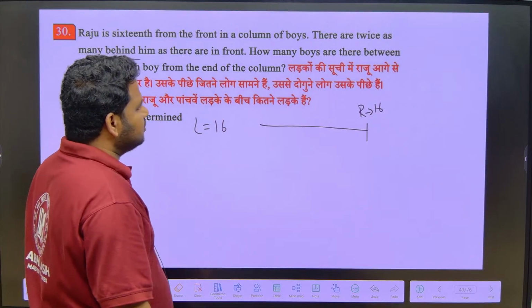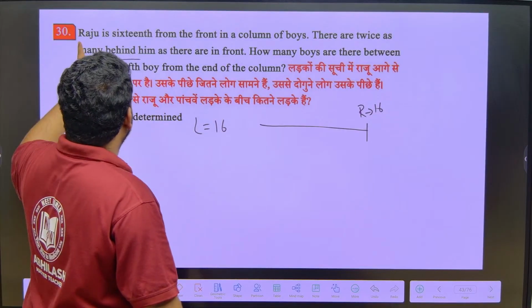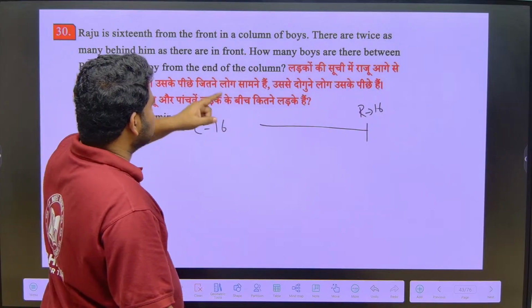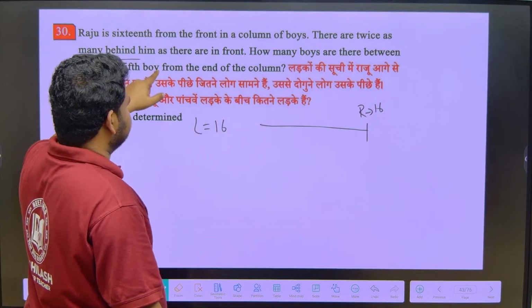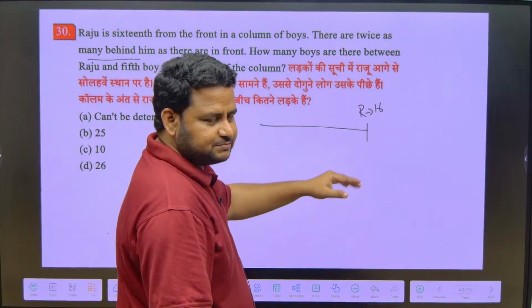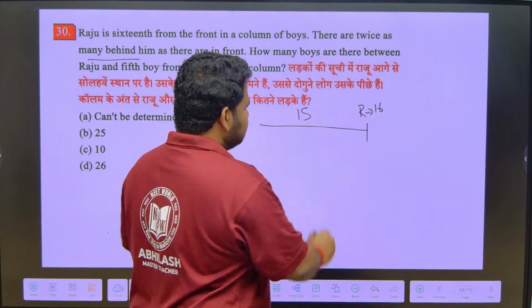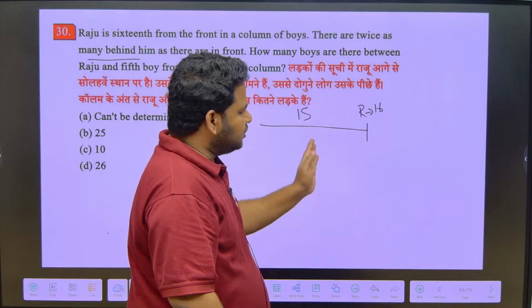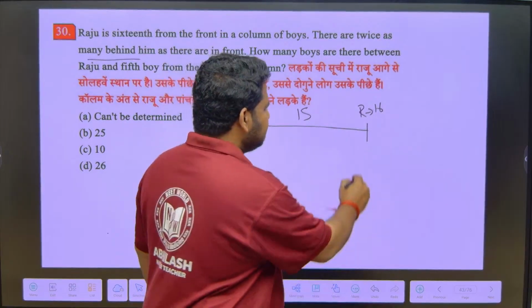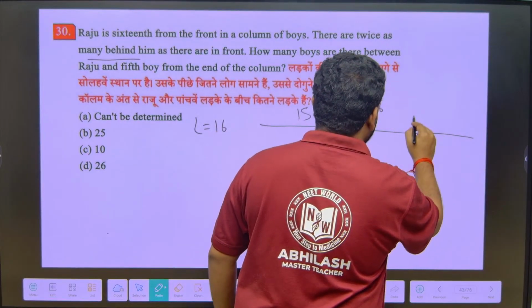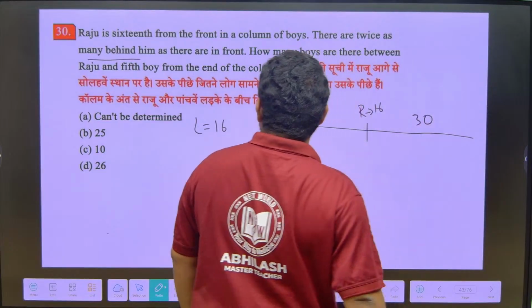So, in front of him how many boys are there? Raju is 16th from the front, so in front of him there are 15. There are twice as many behind him. Twice means 30. So behind him there are 30.